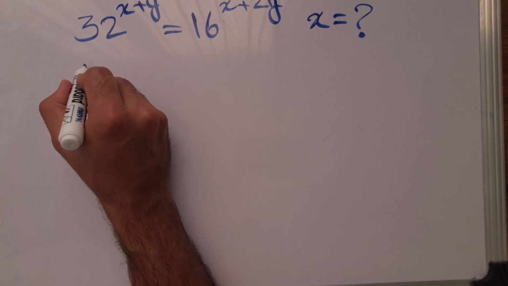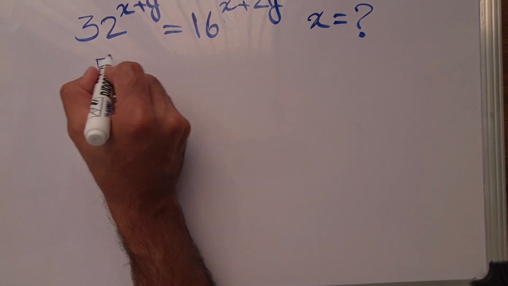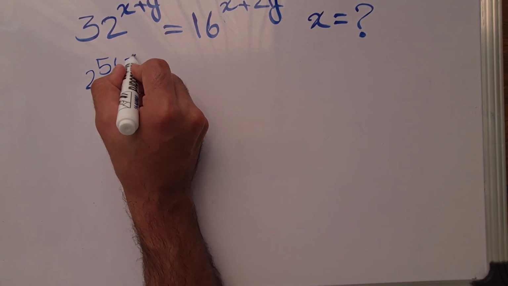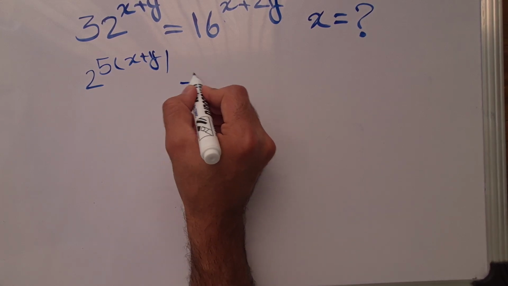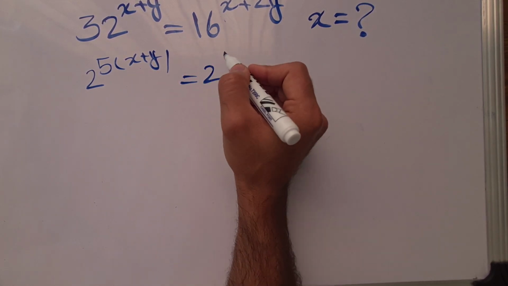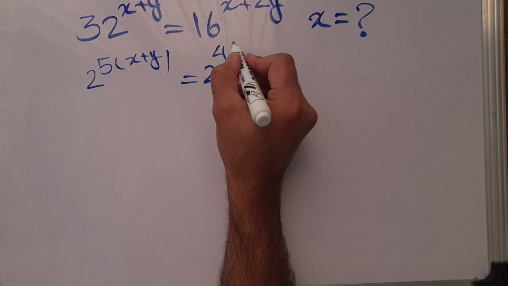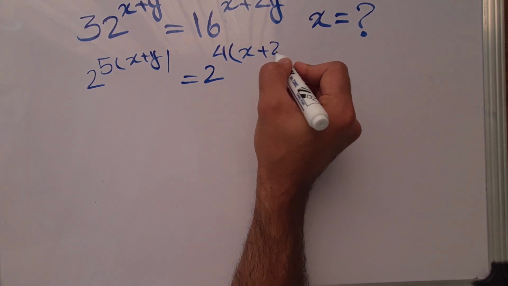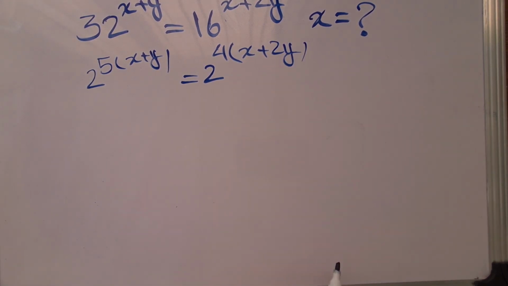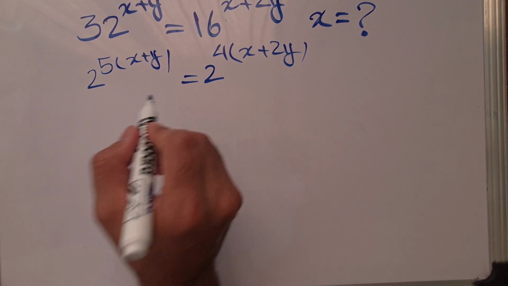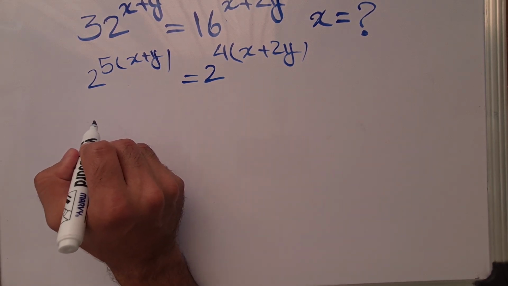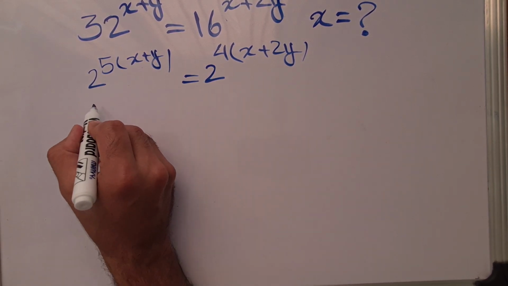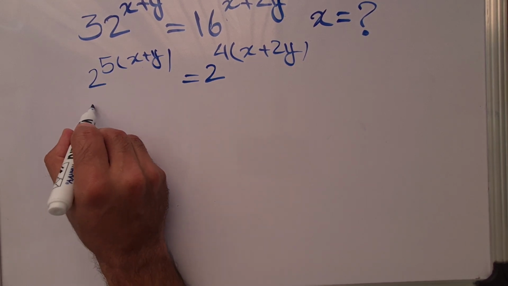So 32 is 2 to the power of 5, times (x+y), equals 2 to the power of 4, which is 16, times (x+2y). The bases are the same, so now we can say the exponents are equal as well. So let's just distribute the 5 into the bracket.